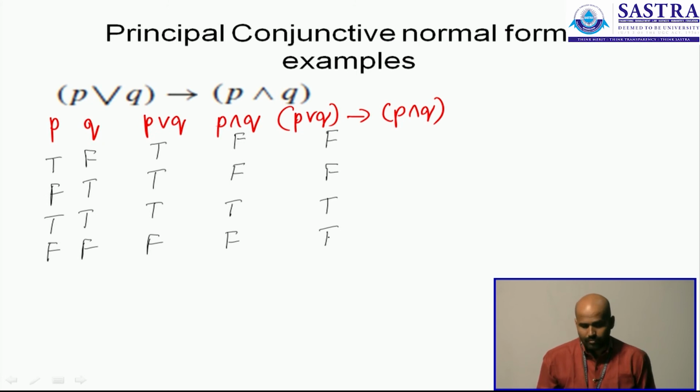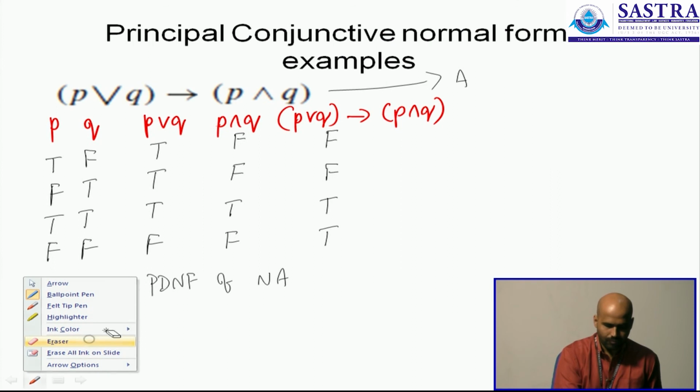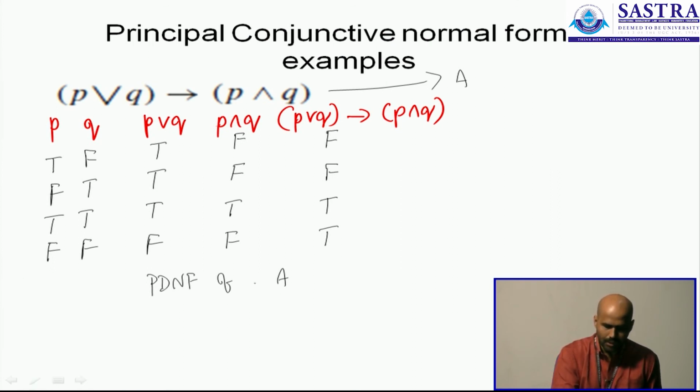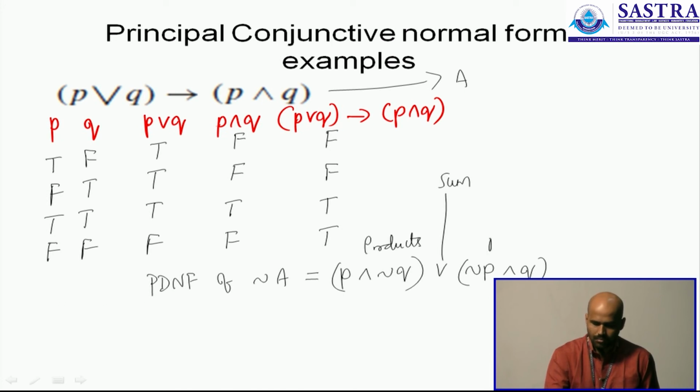We're trying to find the PCNF, so you'll identify those rows which give you a false value, and they are the first two. The first two rows, so the PDNF of the dual of the given statement. Suppose I call the statement A, so its dual will be tilde A, and how do you write the dual's PDNF? It's this way. That's what you have. That's the PDNF. It's a sum of two products. That's not the answer.